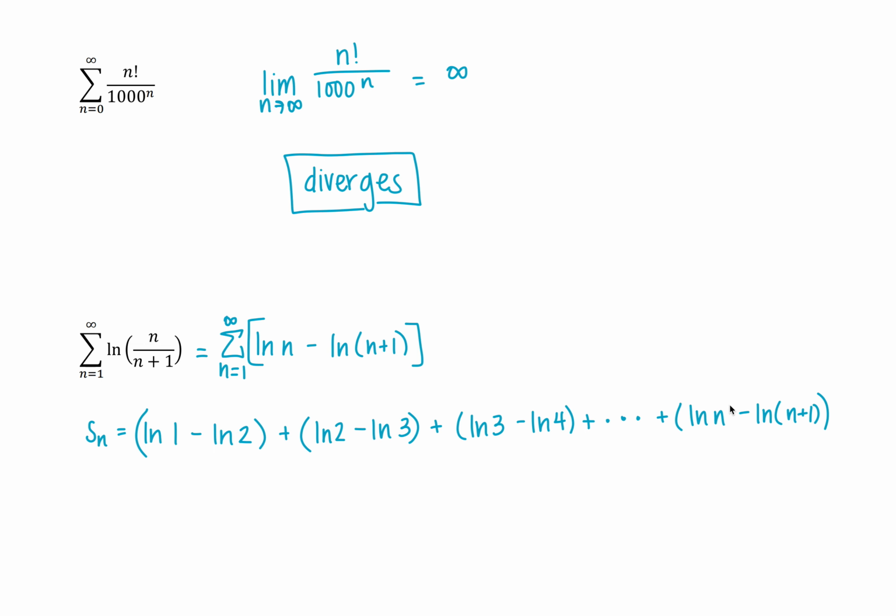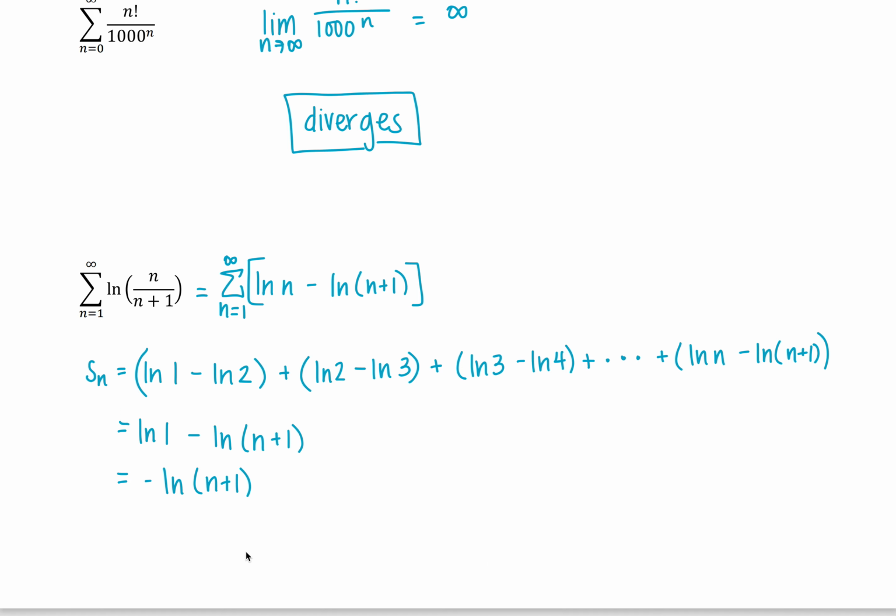So just like an example I did earlier, here we've got these terms that are going to cancel out. The negative natural log of 2 and the positive natural log of 2. Negative natural log of 3, the positive natural log of 3. And those are going to cancel out all the way down. So what we're left with is just the natural log of 1 minus the natural log of n plus 1. The natural log of 1 is 0. So really, my partial sum is just negative natural log of n plus 1.